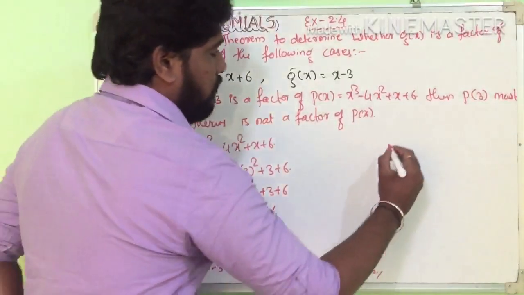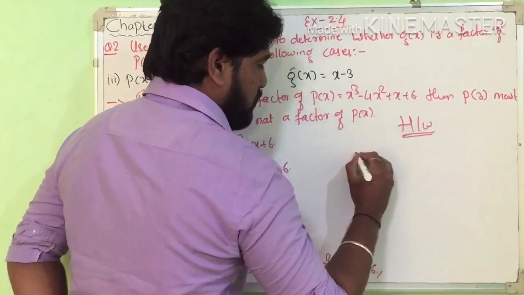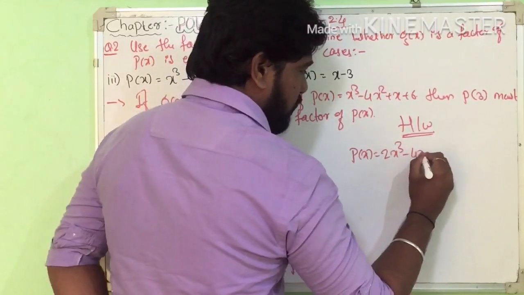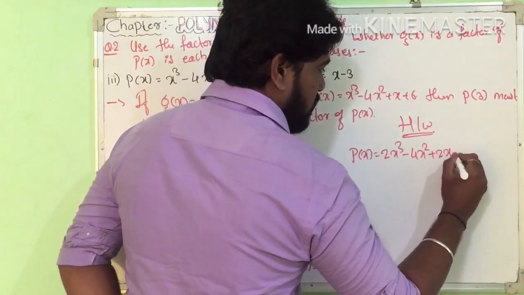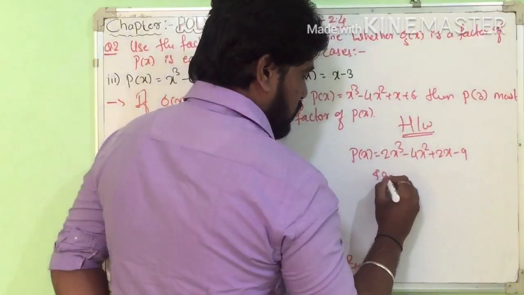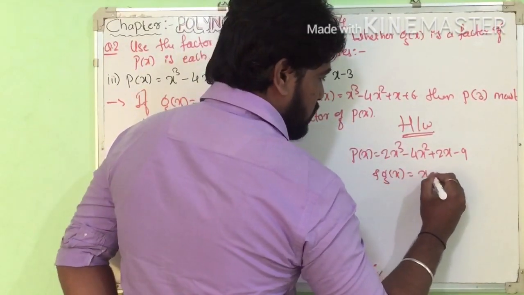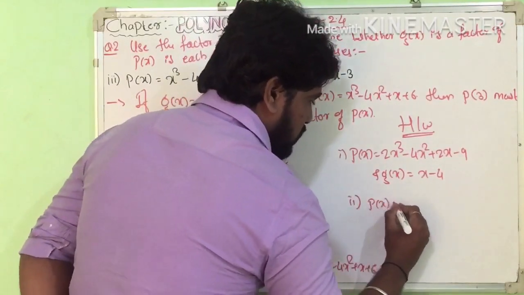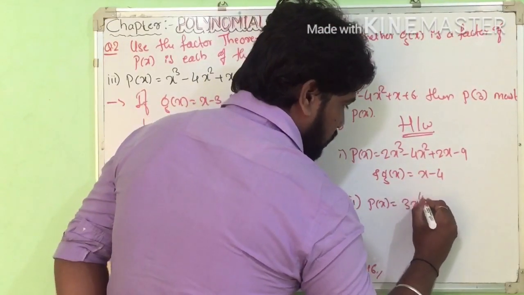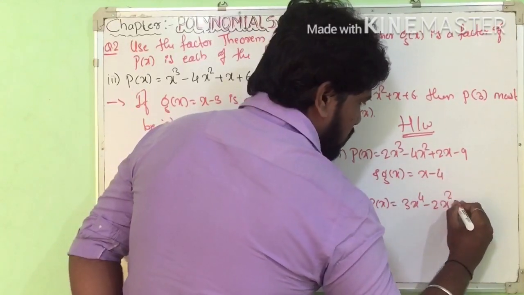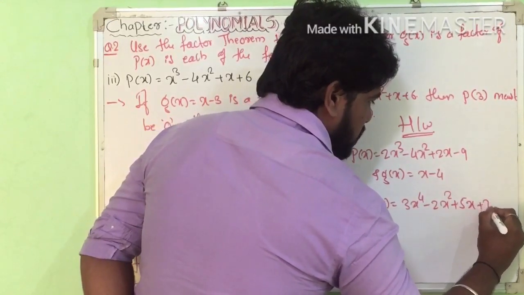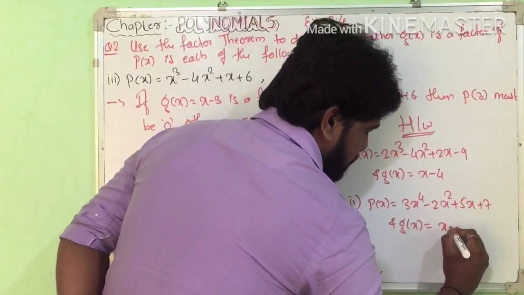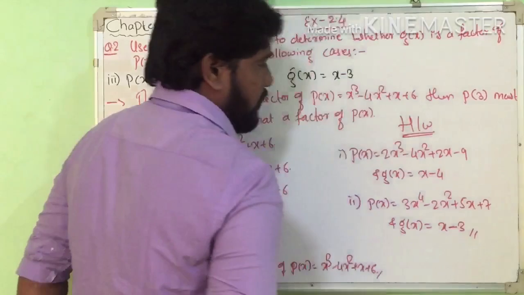Is it clear? So one for the homework, p of x is equal to 2x raised to cube minus 4x square plus 2x minus 9, and g of x is equal to x minus 4. And another one, p of x is equal to 3x raised to 4 minus 2x square plus 5x plus 7, and g of x is equal to x minus 3. So make these two for homework.